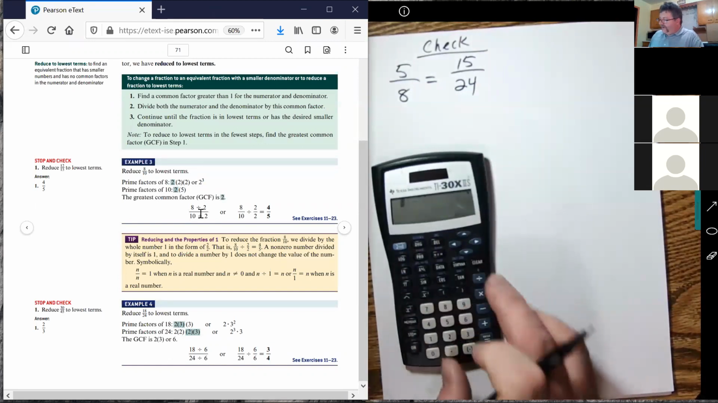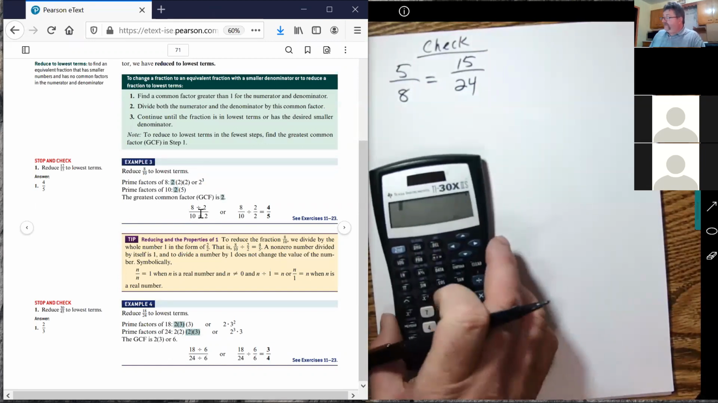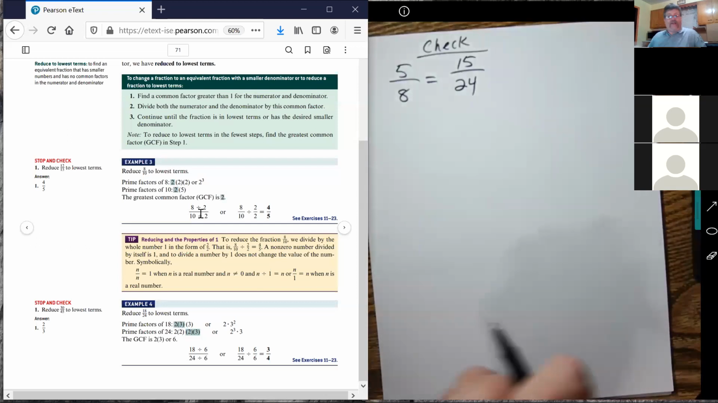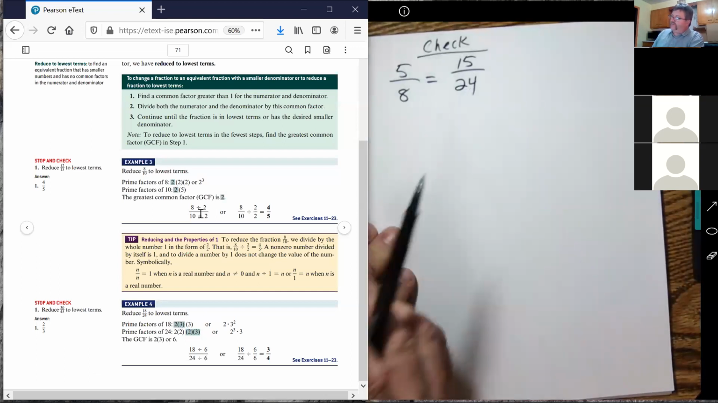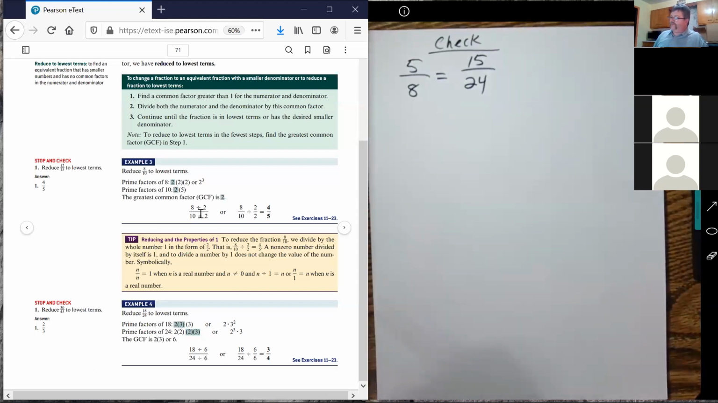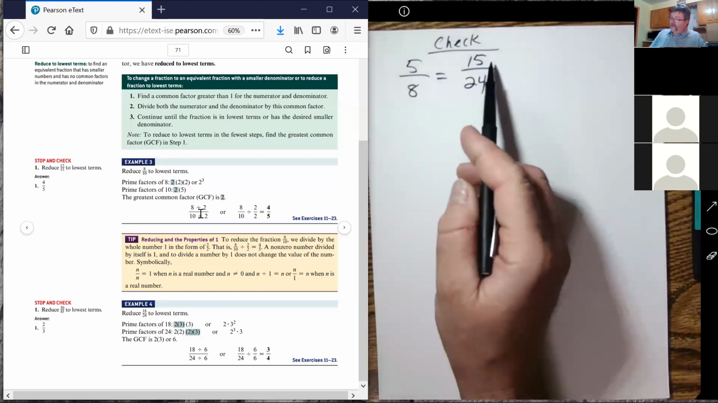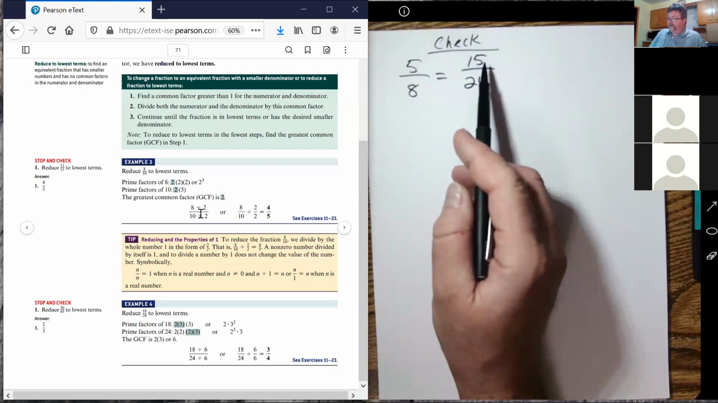Another way of checking is by matching denominators. If I have the same denominator, then I better have the same numerator. Otherwise, it's not the same fraction. So I could ask myself this question. Well, if I had to turn an 8 into a 24, it would be a process of times 3, right? 8 times 3 is 24. 5 times 3, 15. Okay, so I'm digging it.